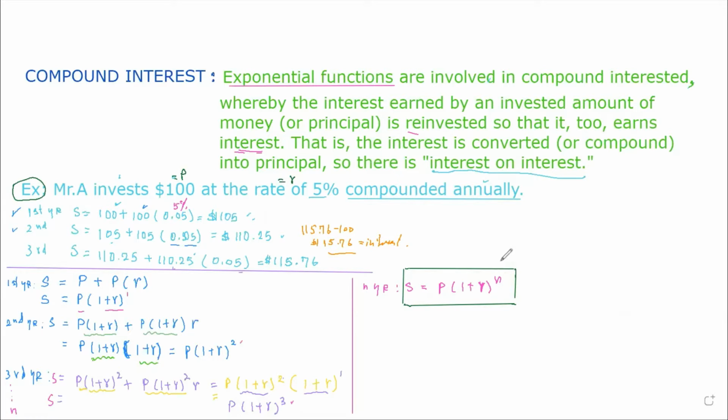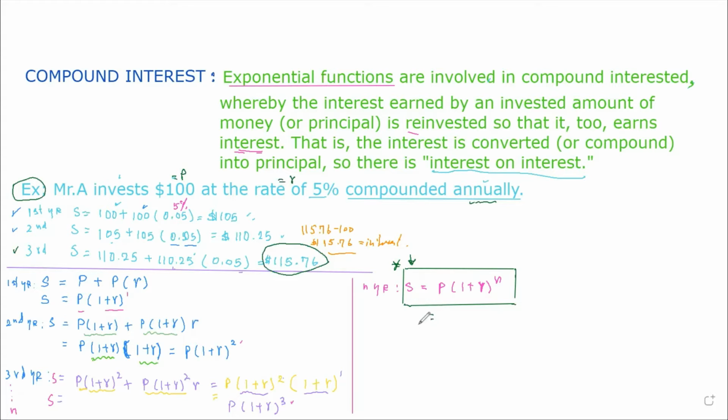And this annually means compounded annually. That means every one year you get one time interest. It has to be a complete year to get the interest. So this is the formula of the compound interest. You can check it: if I want to find the third year here, do we get the same amount or not?